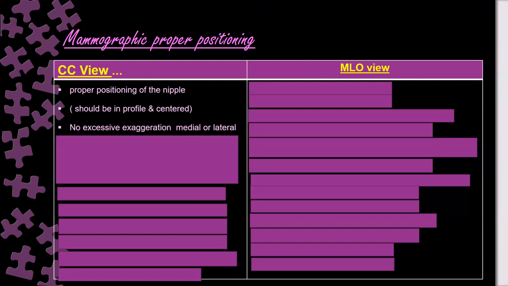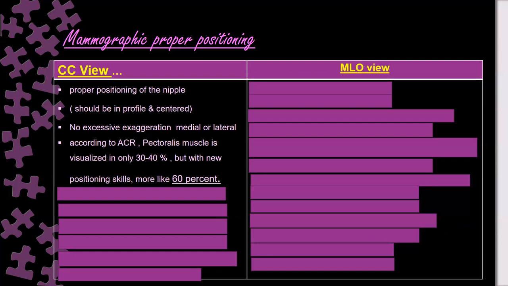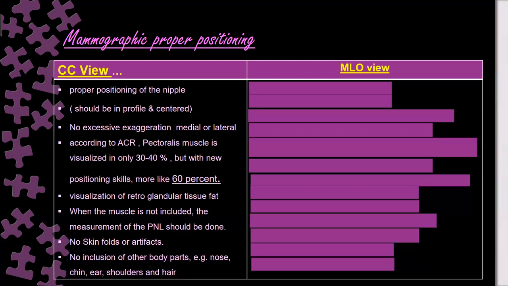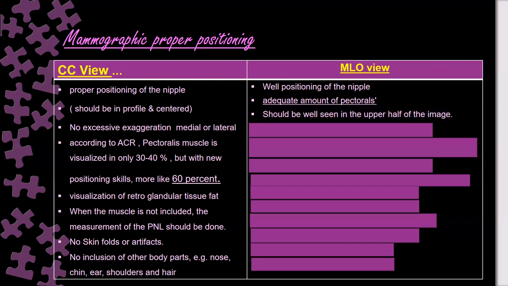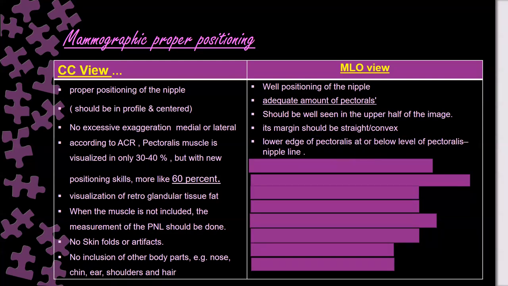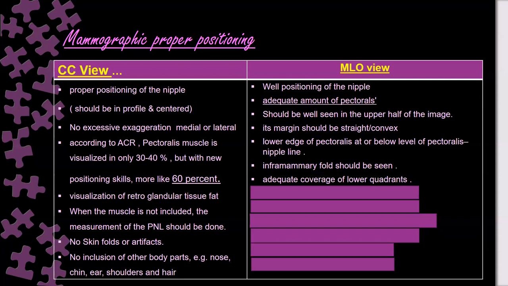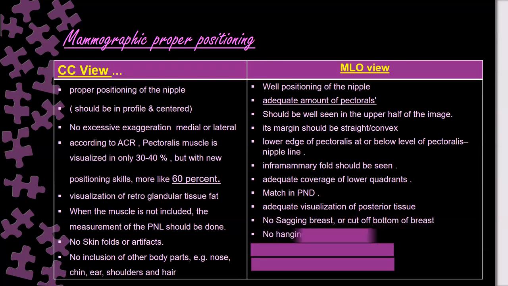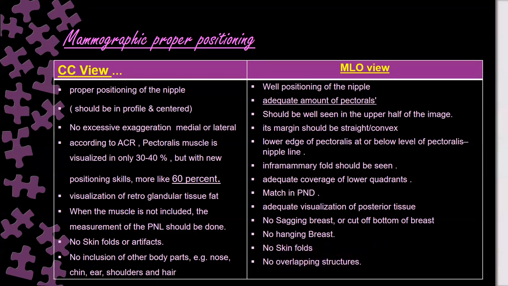For the CC view: position of the nipple, central profile, not exaggerated on medial or lateral sides, visualization of the pectoralis or retroglandular fat. If the muscle is not included, go for the posterior nipple line. No skin fold or artifact, no inclusion of other bodies. For the MLO: well positioned nipple, adequate amount of pectoralis well seen in the upper half of the image. Its margin should be straight or convex. Lower edge should be at the level of or below the posterior nipple line. The inframammary fold should be seen. Adequate coverage of lower quadrants, matching the posterior nipple line. Adequate visualization of the posterior tissue, no sagging, no cutoff, no skin fold, no overlapping structures. This is in general, disregarding only the positions.